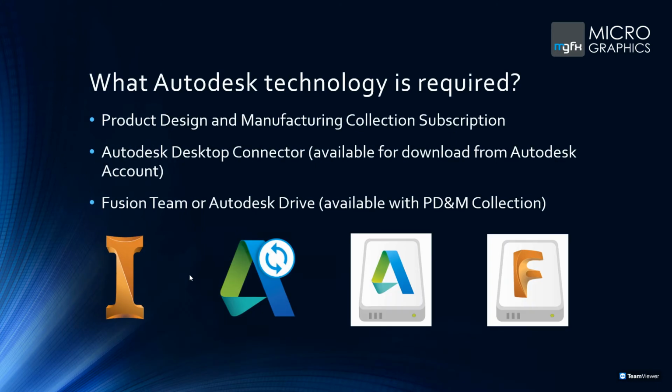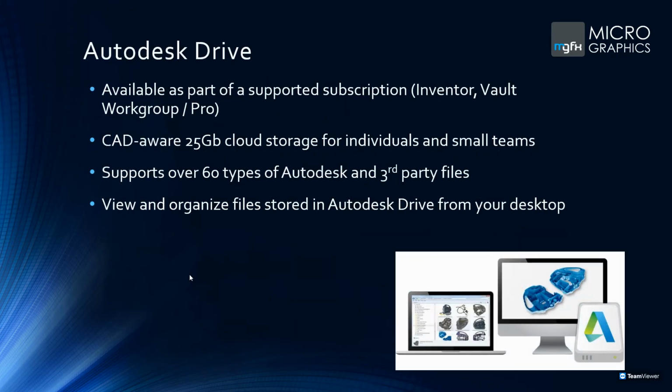Okay, so what technology is required for this? First of all, Inventor, and that is found in your Product Design and Manufacturing Collection subscription, or just in your Inventor subscription. Then you need an Autodesk Desktop Connector, which is available for download from your Autodesk account. And then either Fusion Team or Autodesk Drive. These are both available with your Product Design and Manufacturing Collection. So all four of these different technologies from Autodesk help to drive that connectivity between Inventor and the cloud.